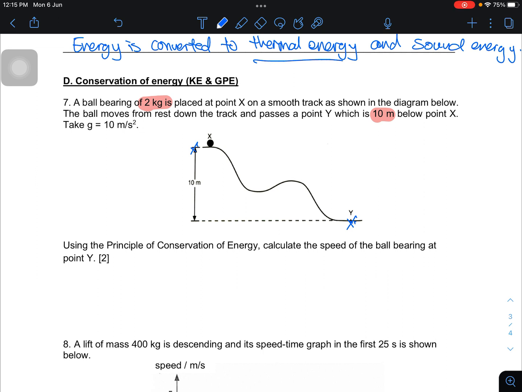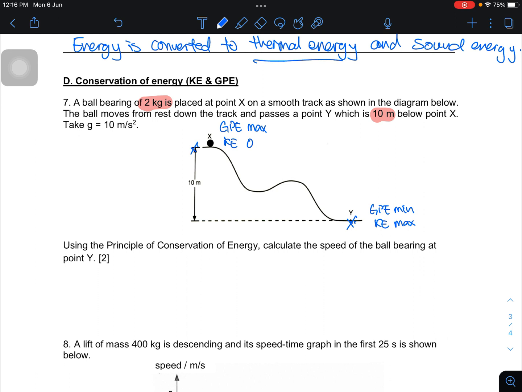At X, what does the ball bearing possess? GPE, maximum, right? Any KE? 0. As it falls all the way down, over here, my GPE is now minimum. What's my KE? KE is now maximum. I put 0 here. So the thing is this.